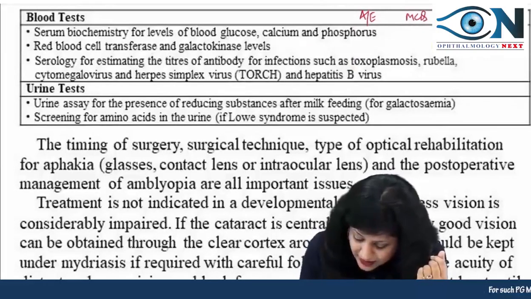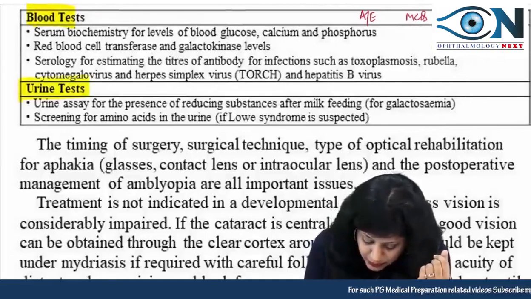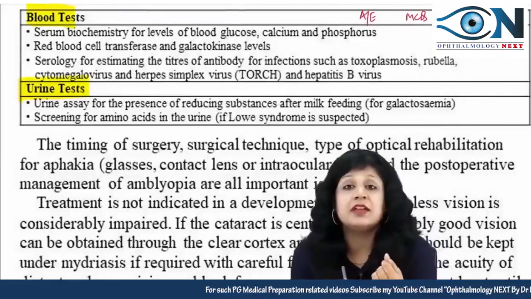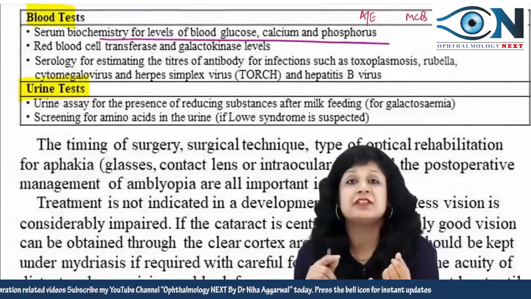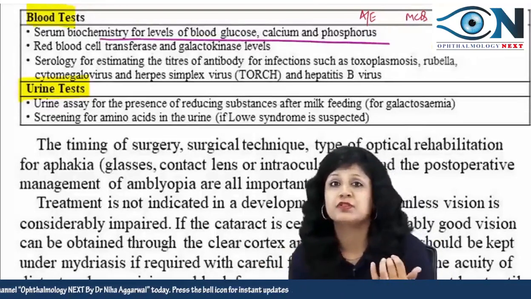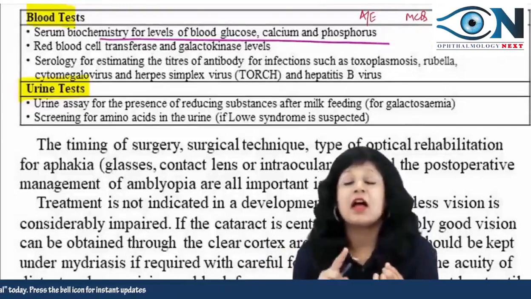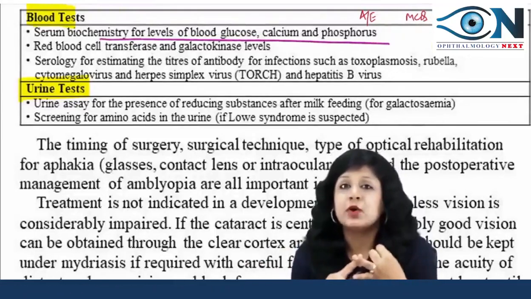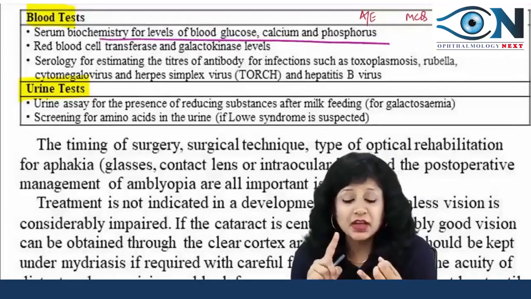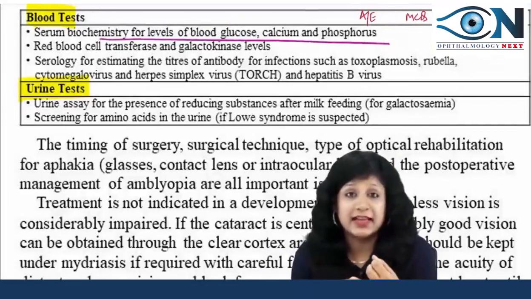So what are the things they have given? We have got the blood test, we have got the urine test. In the blood test, first of all, they are doing the serum biochemistry, because we have to check the levels of blood glucose, calcium and phosphorus, because we know hypoglycemia, hypocalcemia, hypophosphatemia, all these are important etiologies for the cataract.